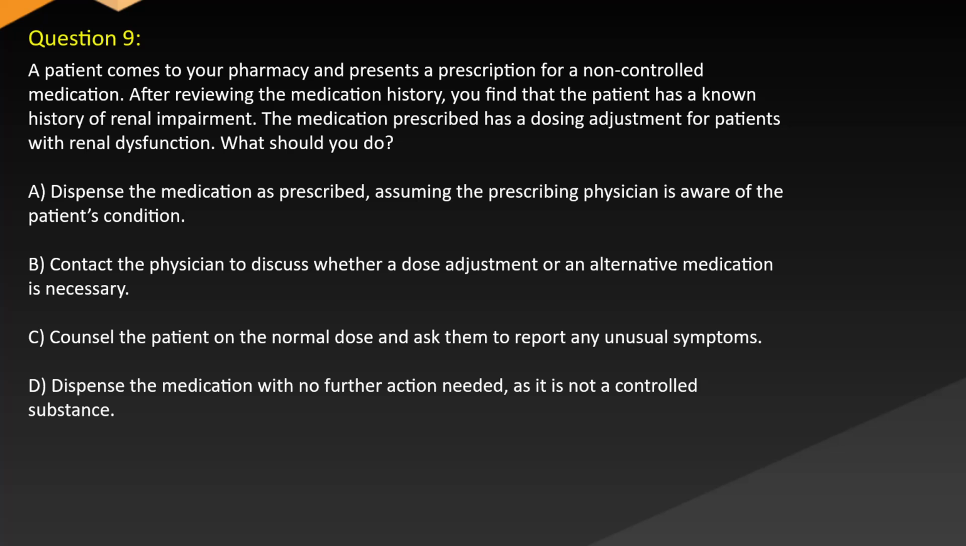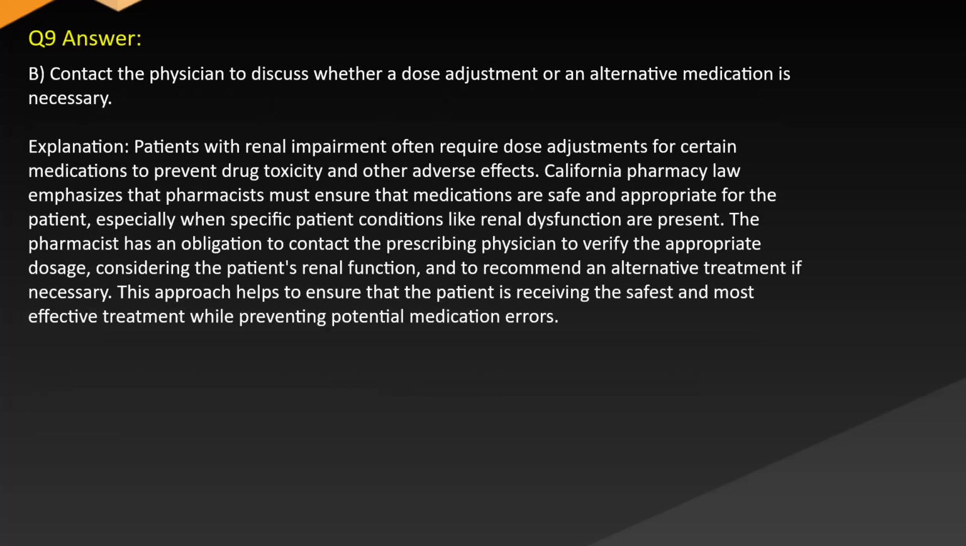A. Dispense the medication as prescribed, assuming the prescribing physician is aware of the patient's condition. B. Contact the physician to discuss whether dose adjustment or an alternative medication is necessary. C. Counsel the patient on the normal dose and ask them to report any unusual symptoms. D. Dispense the medication with no further action needed as it is not a controlled substance. Answer: B. Contact the physician to discuss whether a dose adjustment or an alternative medication is necessary.